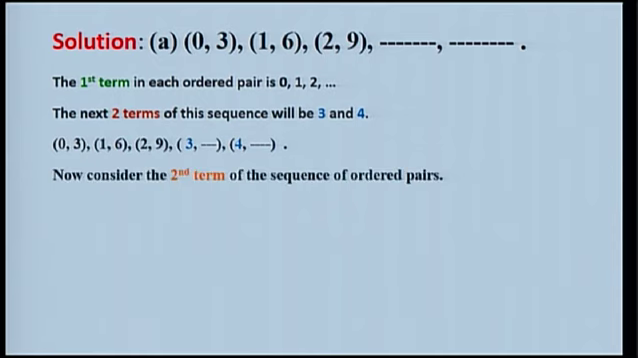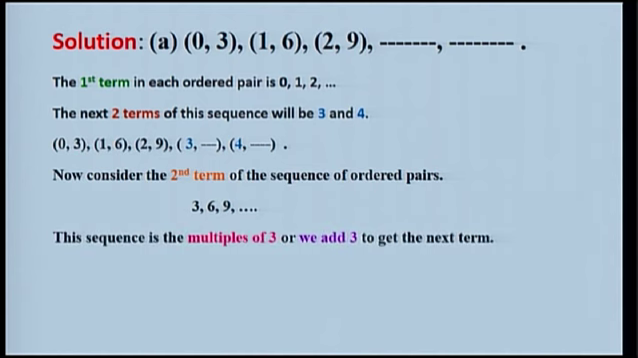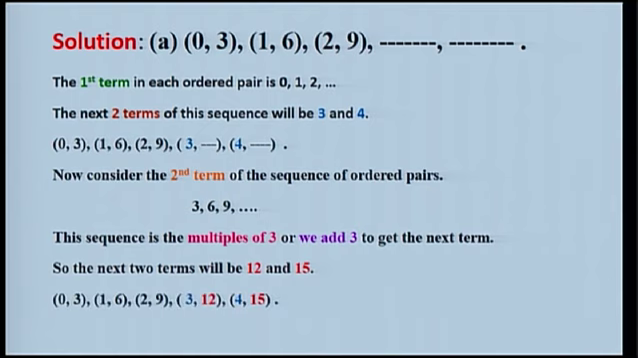Now consider the second term of the sequence of ordered pairs. The second term in each ordered pair: 3, 6, 9. So what will be the next two terms? I'm adding 3 to get the next term, or it's just the multiples of 3. So the next two terms will be 12 and 15. Hence, the answer for the next two terms will be (3, 12) and (4, 15). Part B.